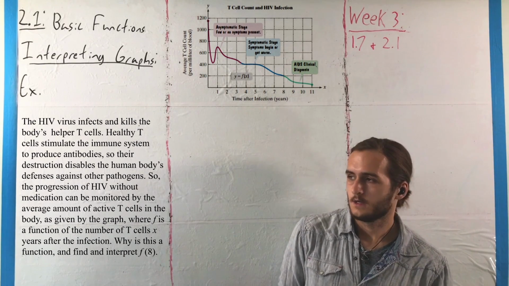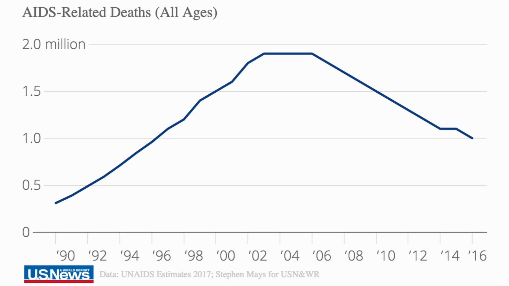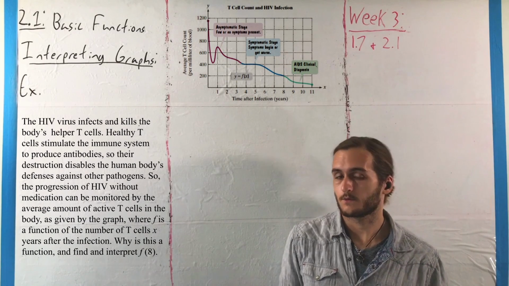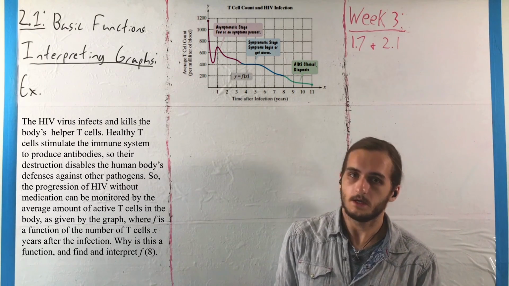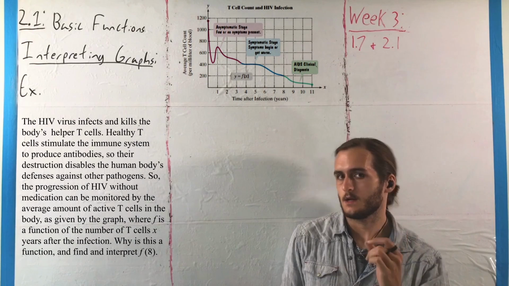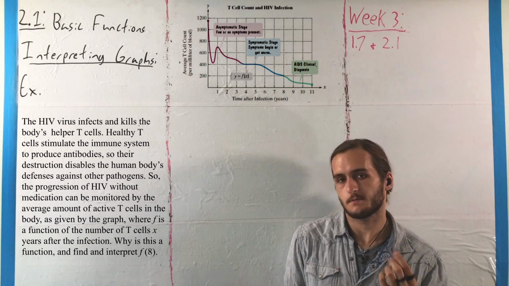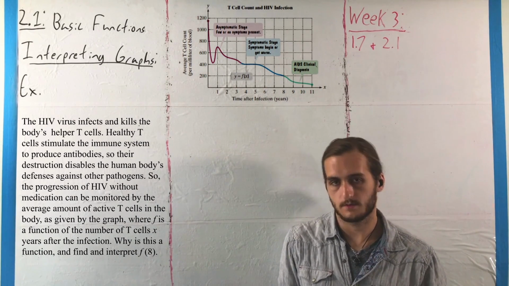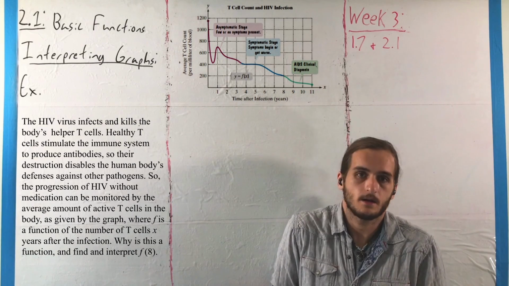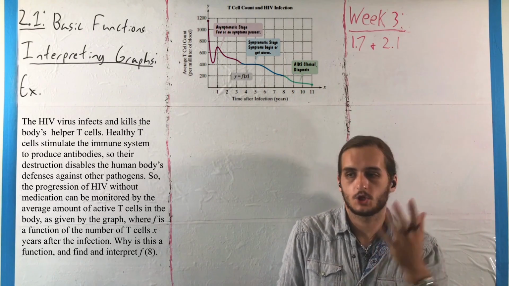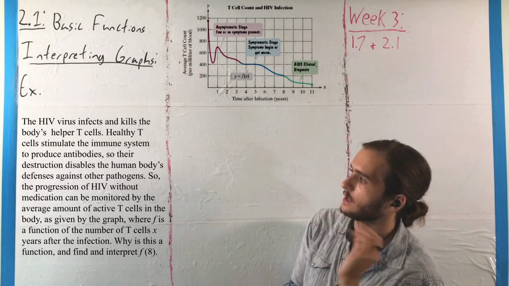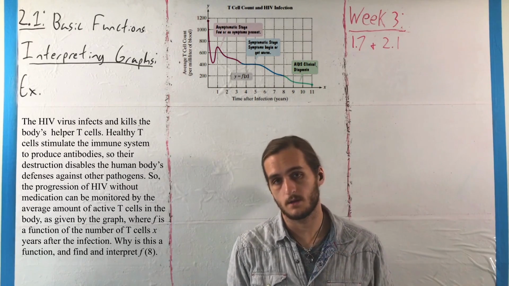So this is a little bit more serious than some of the other examples I'd say that we've done, but here the reason why this is a function is because at any one time your body can only possibly have one amount of healthy T cells. You only have that number there at that specific time. It doesn't change in any way. It is that constant sloping functional value.